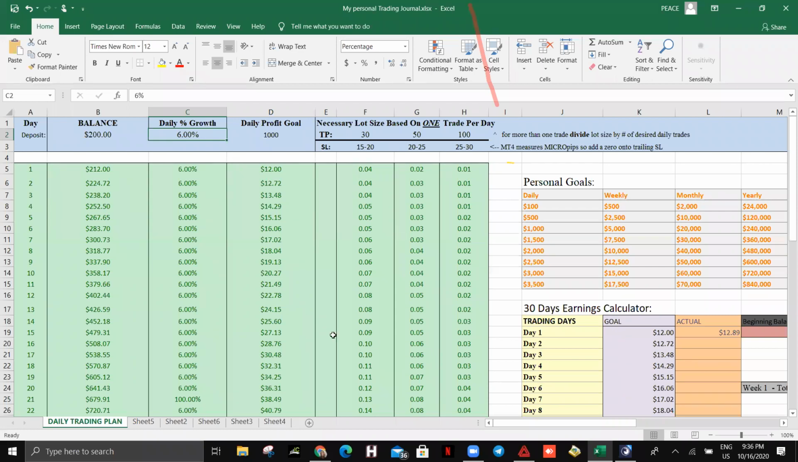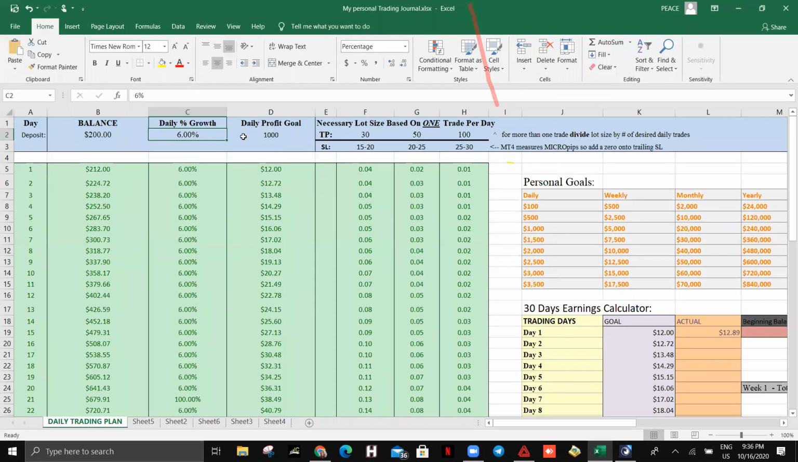Monday, your target is what? $12. Now, if you are going for 30 pips take profit, the lot size you're supposed to use is 0.04. Your stop loss is between 15 and 20 pips. That means for you to go for any trade, you need to look for a trade that will not go against you 20 pips. Because if it hits against you and you lose $12, don't trade that day. You have to wait till the next day.